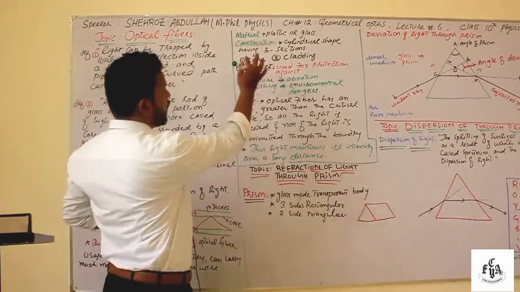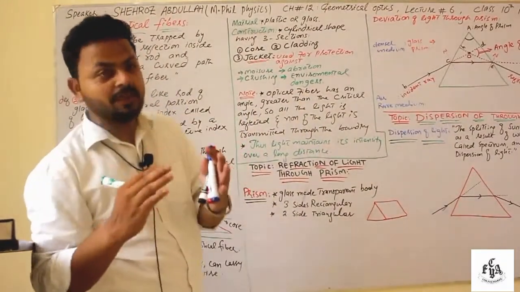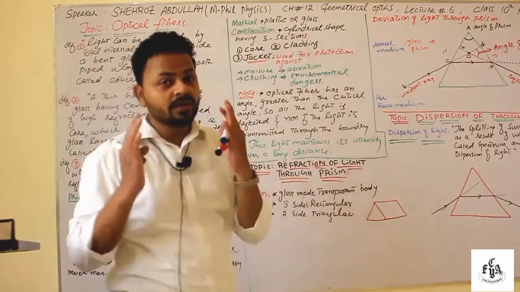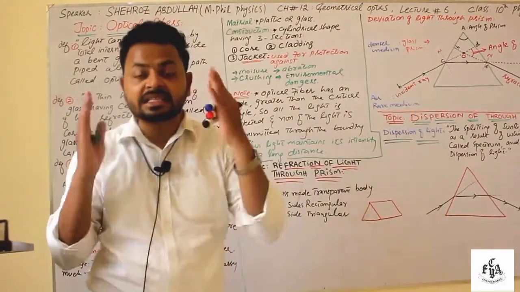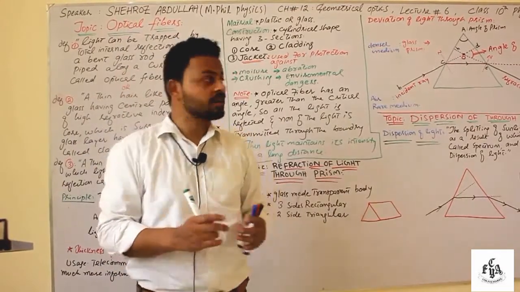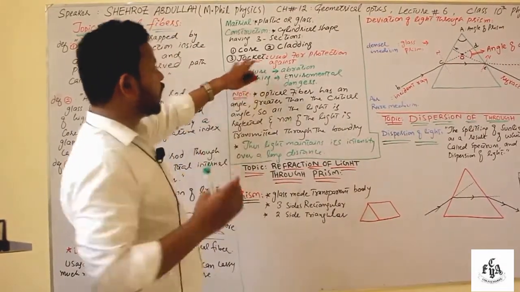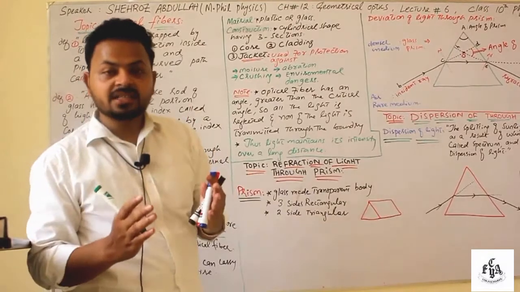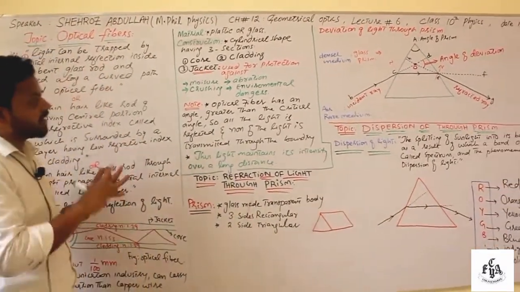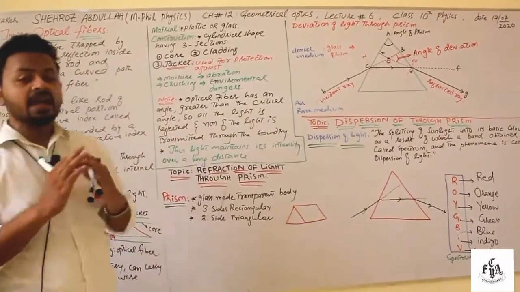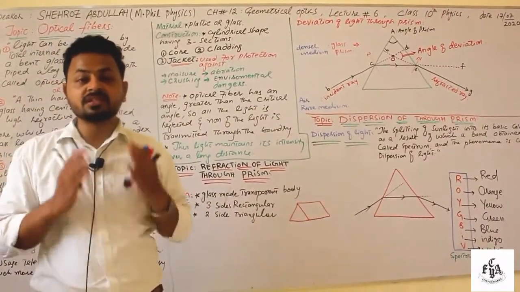How is it constructed? It is basically a cylindrical shape with three regions, three sections. The first is the core, the second is the cladding, and the third is the jacket. And do you know why we use the jacket? We use the jacket for protection against moisture, abrasion, crushing, and environmental damage.